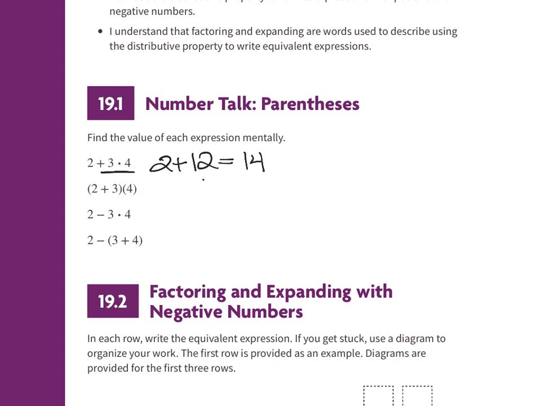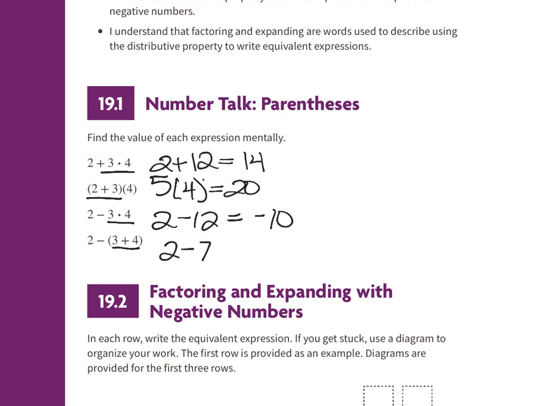All right, the next one we have parentheses, and we actually have a problem inside the parentheses that we can solve. So 2 plus 3 is 5, and then 5 times 4 equals 20. All right, the next one down, we have 3 times 4 again. 3 times 4 is 12, so 2 minus 12, hopefully we're using a calculator here. 2 minus 12 is negative 10. And then once again, we do what's in the parentheses. 3 plus 4 is 7, so 2 minus 7 equals negative 5. All right, so remember, we have to follow the order of operations first. Parentheses come first, then exponents, multiply and divide are together, and then add and subtract are together as well.